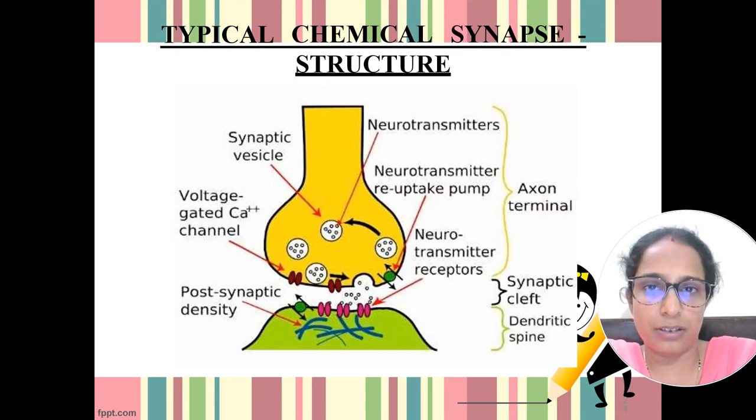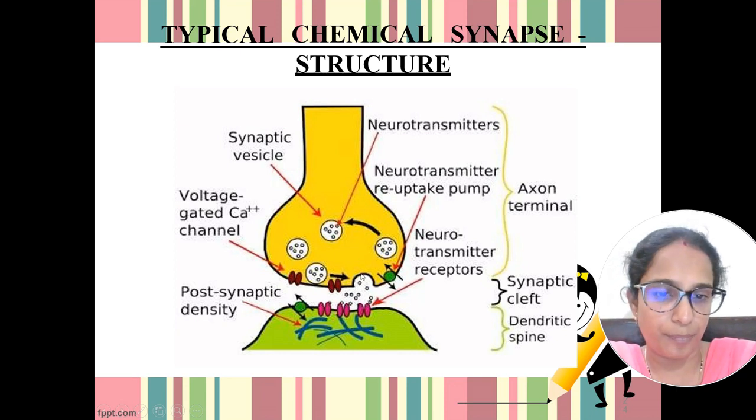So this is the next picture. It shows how the reaction is going on, how a neurotransmitter reuptake inhibitor will work. In this picture, neurotransmitter receptors are there, and the postsynaptic area is there. So this is how the reaction is going on.